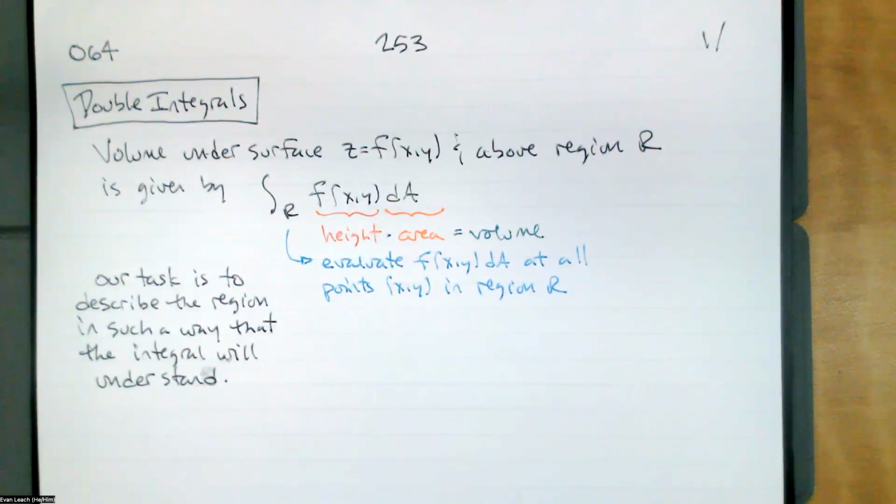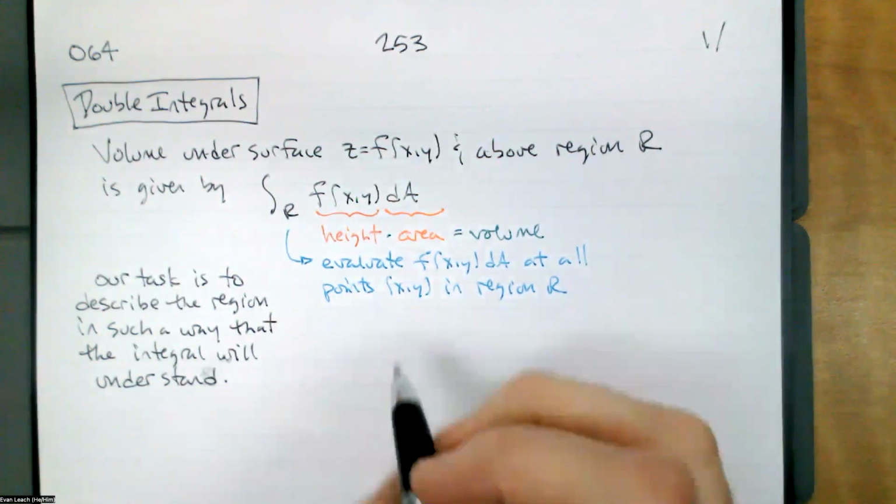Our task is going to be to describe the region in such a way that the integral will understand. We want to describe the region R so that the integral can understand what's going on. There's no trick to it. It's just a simple trick. Instead of like a simple integral where we say x is between a and b, we just say two things. What's x between? What's y between? That's how we're going to describe the region. What's x between? What's y between?